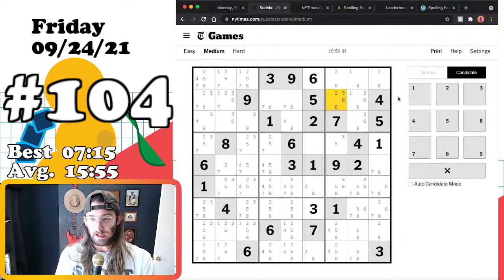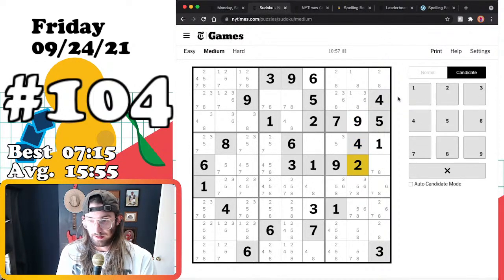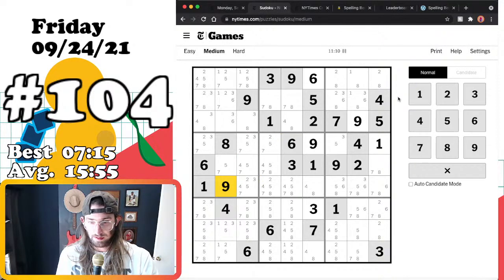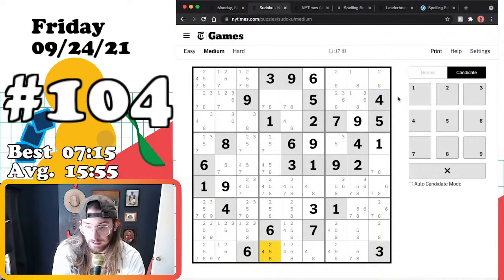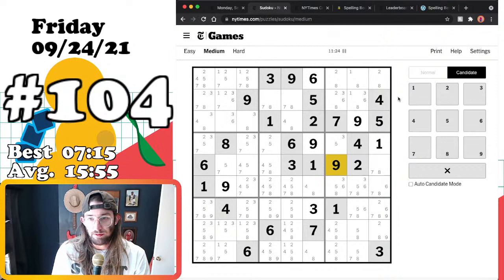All right, last one's 9. 9 can only go here. There's some relief. All right, 9 is in here. 9 makes the T, so 9 can only go in the corners. But this has no buddy yet, so there's 9 there. 9 can only go here. So then 9 can go in any of these cells. 9 can go in either of these. And 9 can go in either of these. All right. Now you have the foundation.